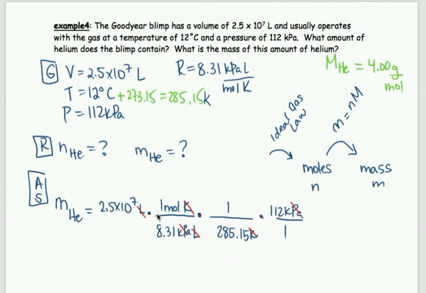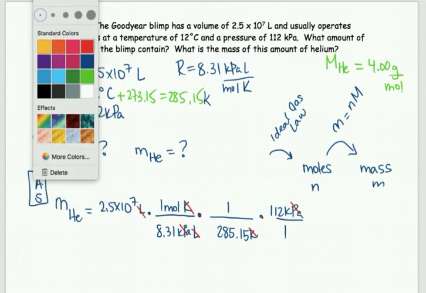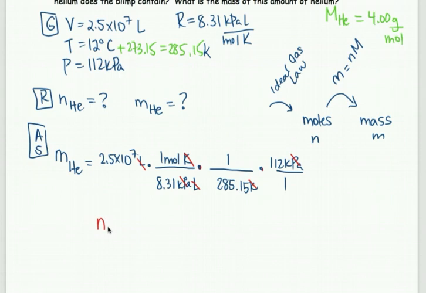Okay, and now I just have moles. So what I'm going to do is calculate this out right now in order to find moles, and then I'm going to do the next step. I'm going to add the molar mass in here to get to the mass eventually. Right now let's stop and look at the amount of helium from this calculation: 2.5 to the 7 times 112 divided by all that stuff at the bottom.